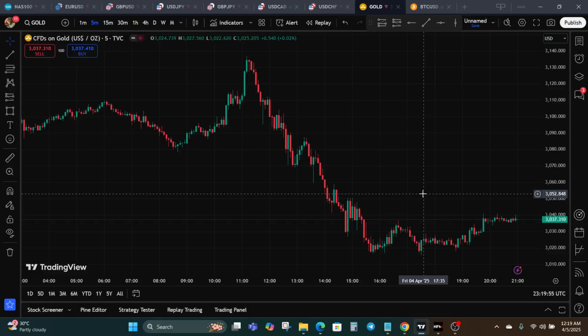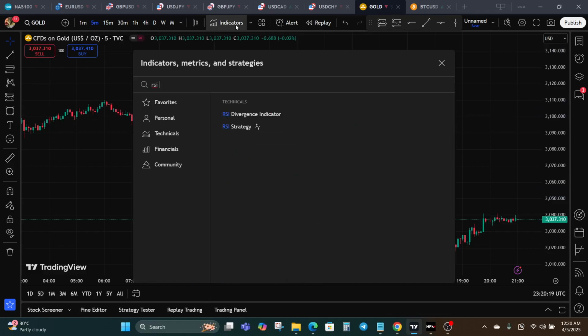Now, let's just face it. Most traders slap on the standard RSI, look for overbought and oversold levels, and hope for the best. But that's not enough. The market is not always that simple. And if you've been trading for a while, you know those basic RSI signals can be misleading sometimes. And that is the reason why I'm bringing you a more advanced RSI setup.